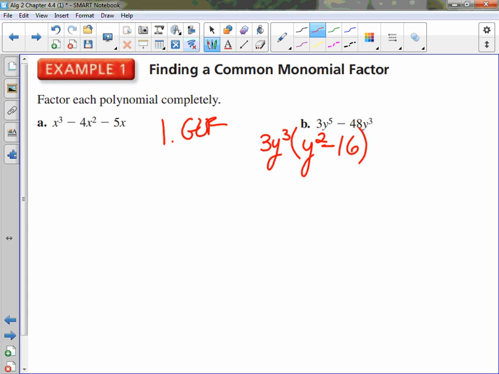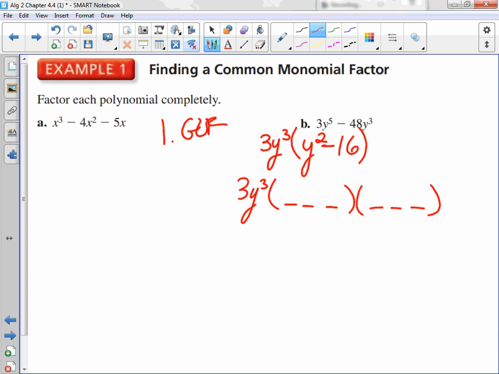Any questions on how we factored out 3y cubed, or why we factored out 3y cubed? Okay. Now, what's inside the parentheses has y squared, yes? Let's see if we can factor this. Well, we can factor y squared minus 16. It actually has a special name. It's what? A difference of perfect squares. Because y squared is a perfect square, yes?